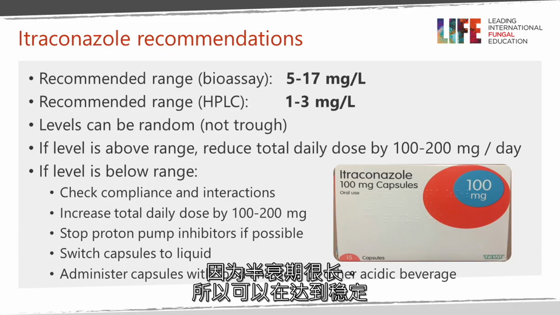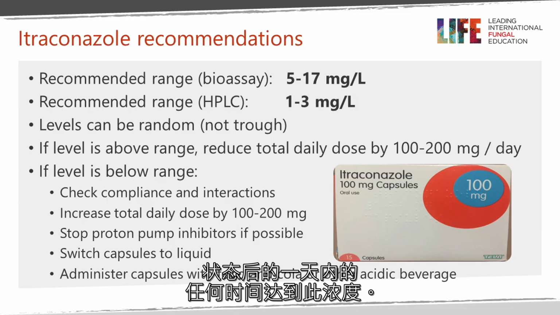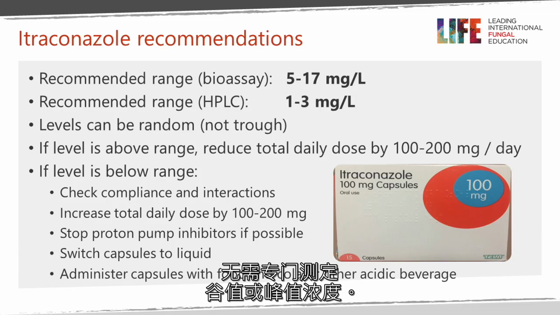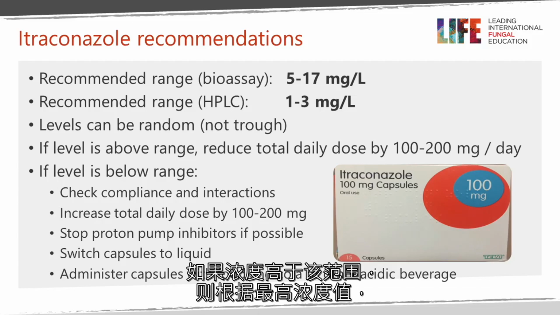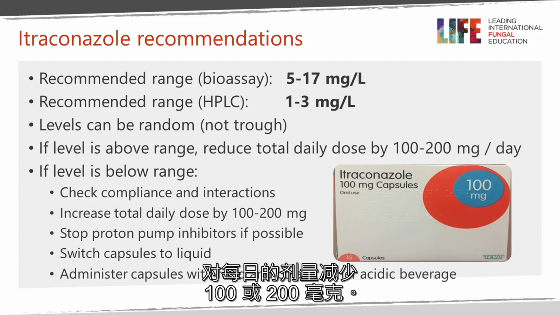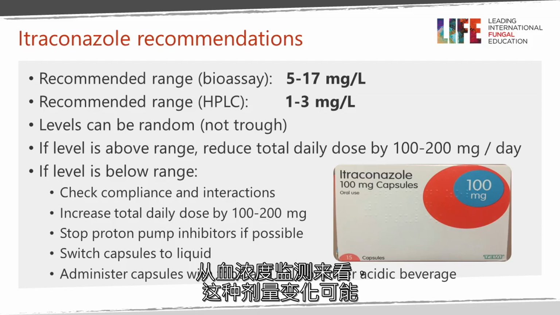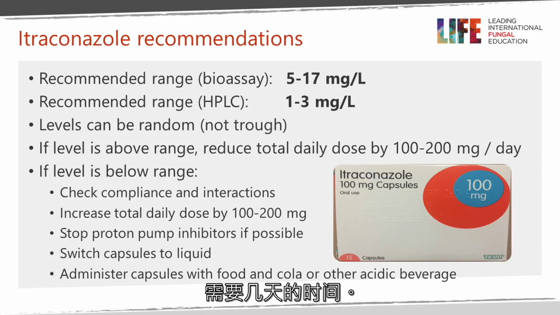Because the half-life is long, levels can be measured at any point after steady state is reached through the day. There isn't a need to specifically measure trough or peak levels. If the level is above the range, then depending on how high it is, the total daily dose should be reduced by 100 or 200 milligrams a day. And it can take some days for that change of dose to appear in terms of blood level monitoring.